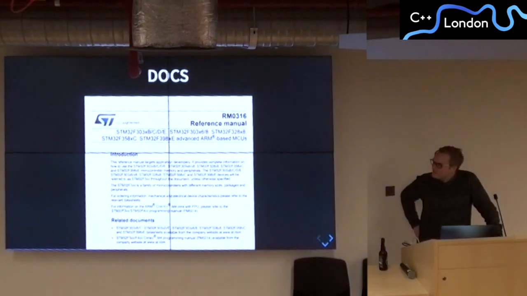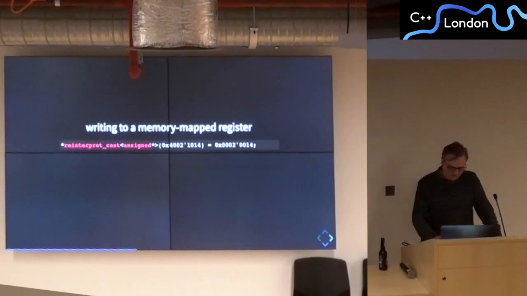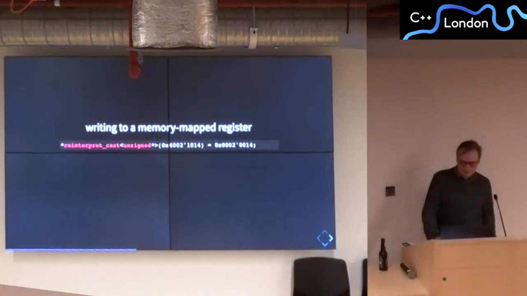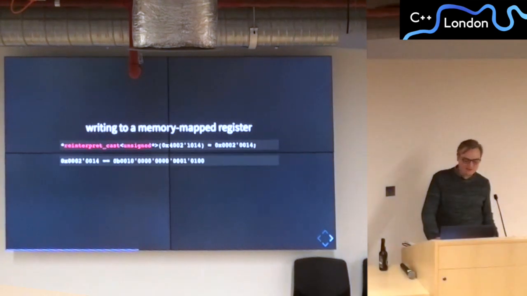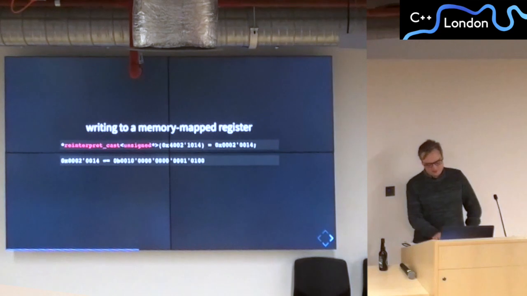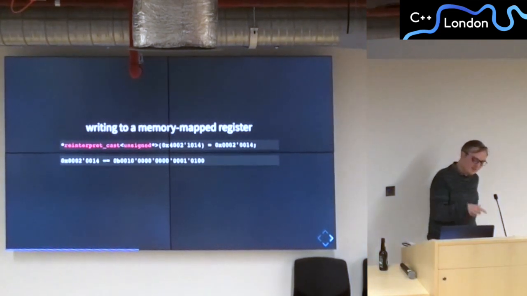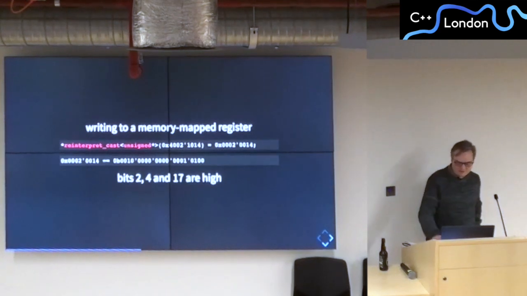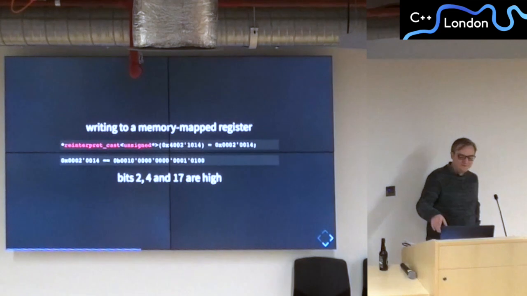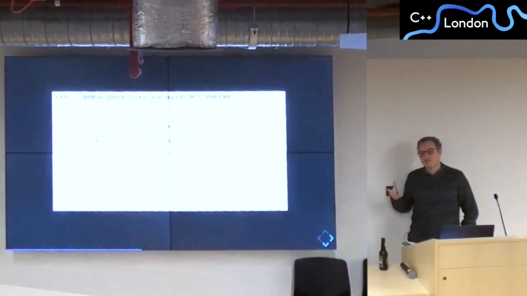And this one is the reference manual, which is great. This is the one we want. The reference manual is going to tell us what we've just written. And it's really hard to describe what is actually happening here. Because if we look at the number that we're writing to this particular memory address, we'll ignore what the memory address is for the time being, but we're writing this number in. If we look at it in binary, we see that we're setting bits 2, 4, and 17 high.